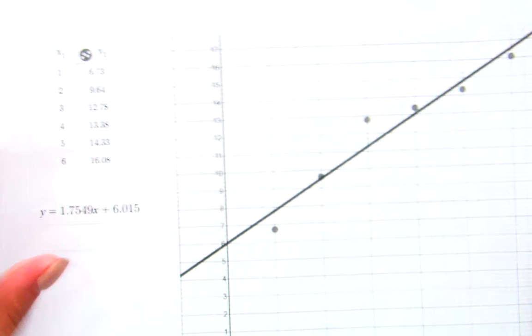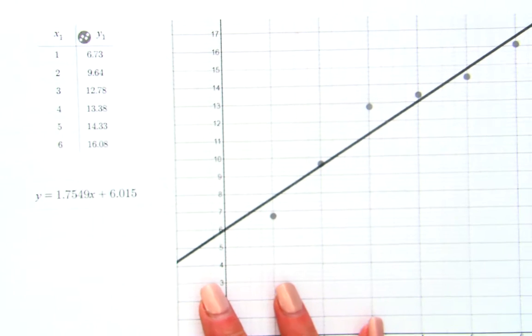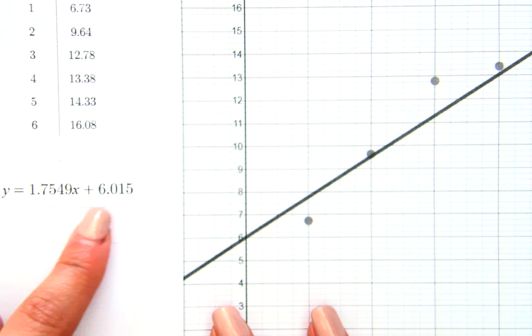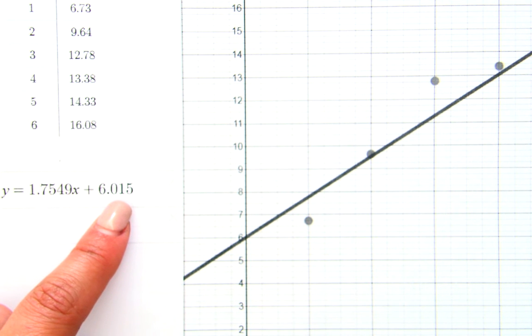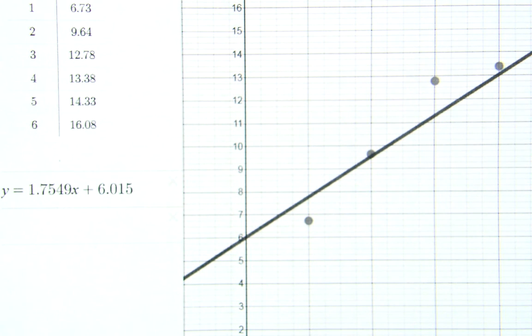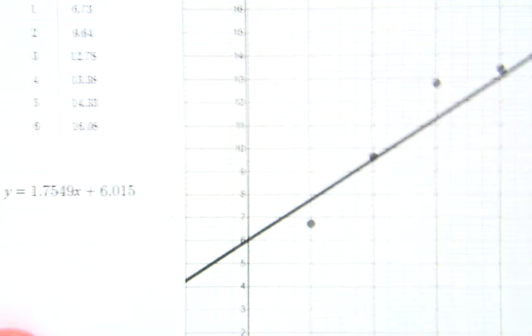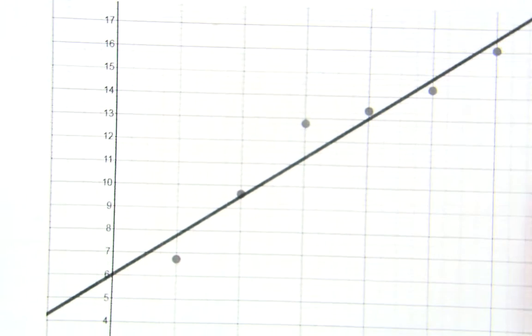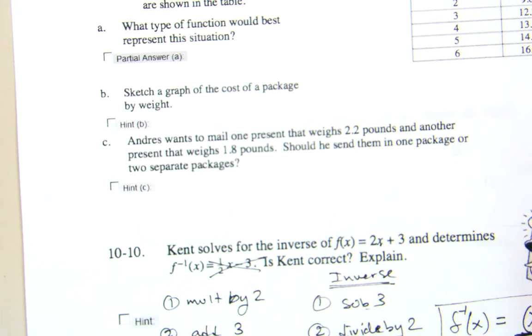So this was the equation: 1.7549x plus 6.015. I know I probably should have gone one more digit on the y-intercept, but it really didn't do much. So the first question was, what type of function would best represent the situation? Well, it would be a linear function. So y equals mx plus b.